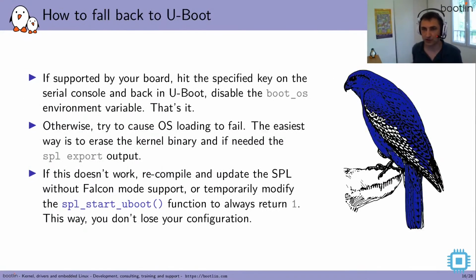A frequent question is how to fall back to U-Boot. If that's supported by your board, you can hit the specified key on the serial console, and when you're back in U-Boot, you can disable the boot_os environment variable. That's it. Otherwise, you can try to cause the OS loading to fail by erasing the kernel binary in storage, and if needed, the SPL export output as well. And if this still doesn't work, recompile and update the SPL without Falcon mode support. That will cause U-Boot to be loaded. Or temporarily modify the spl_start_uboot function to always return 1. This way, you don't lose your configuration.